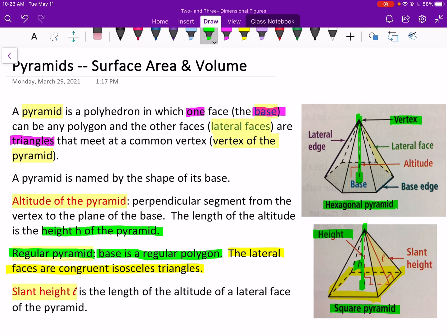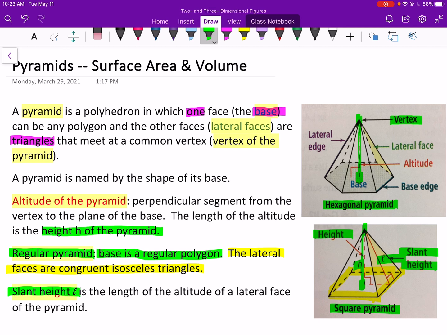Another new word is slant height. We have the height of the pyramid goes from the vertex to the center of the base. The slant height is the height of one of those faces. It's the height of one of the triangles, one of those faces. Or in other words, the altitude of a lateral face of the pyramid.